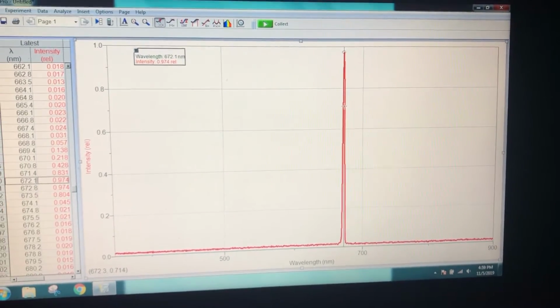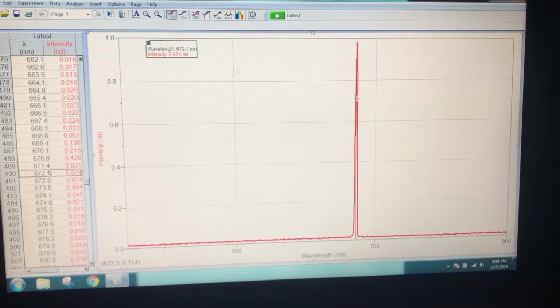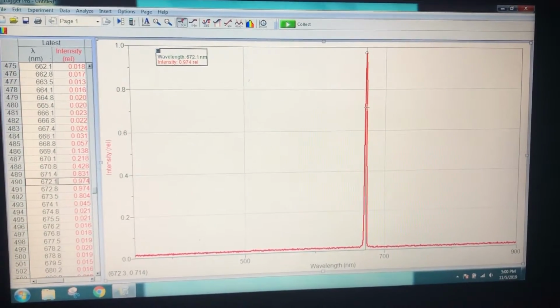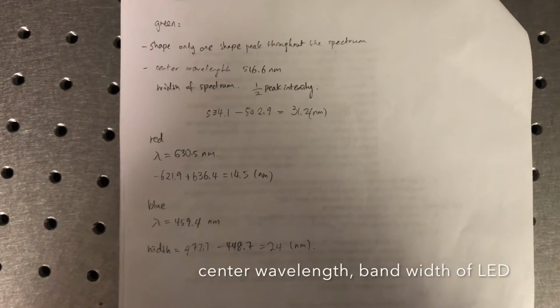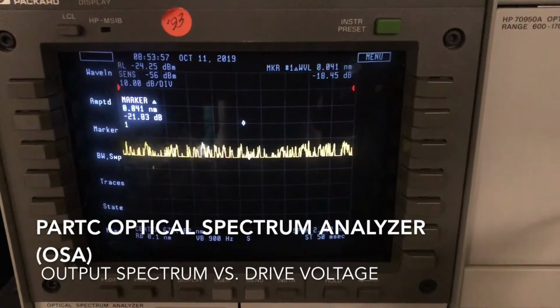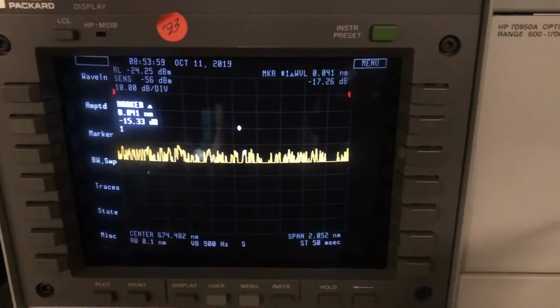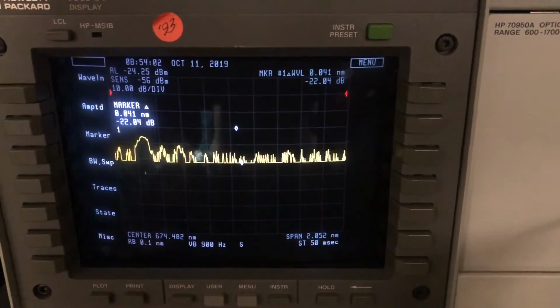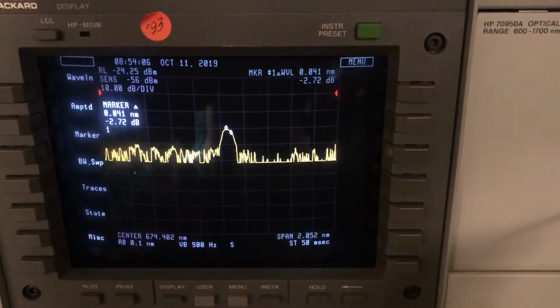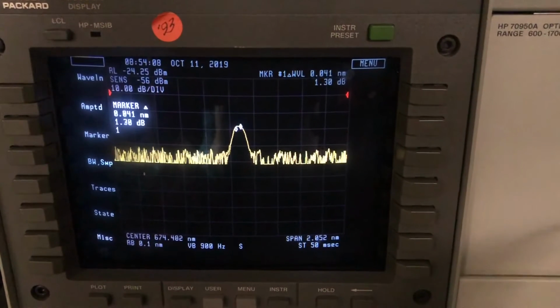And here's the spectrum of the laser diode. We have the center wavelength. The width of the spectrum will be much narrower than the LED. Here is the wavelength of different colored LED. When the current is too low, you can't see anything. Then as you approach the threshold, you get multiple modes. Then as it goes past the threshold, there's only one mode.